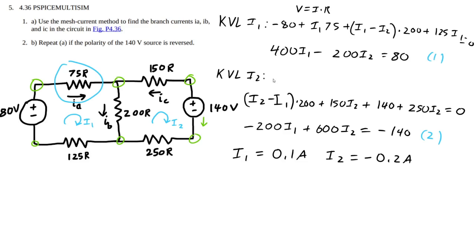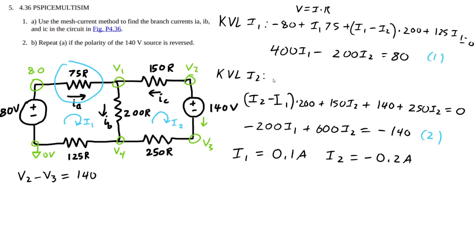So let me say that this is V1, V2, V3, V4, call this ground, call this 80. And we know, based on the way we wrote these equations, V2 minus V3 must equal 140 volts.